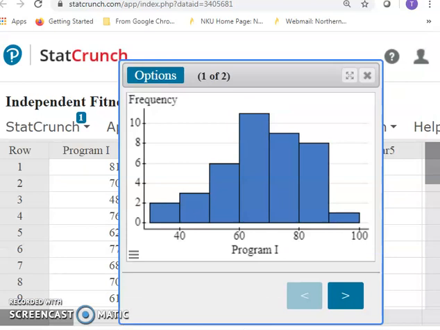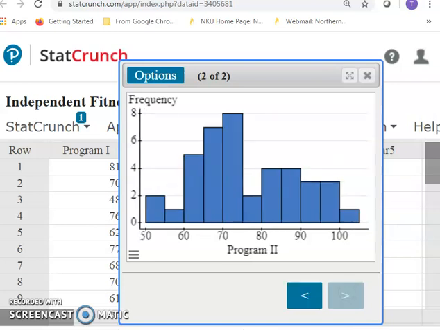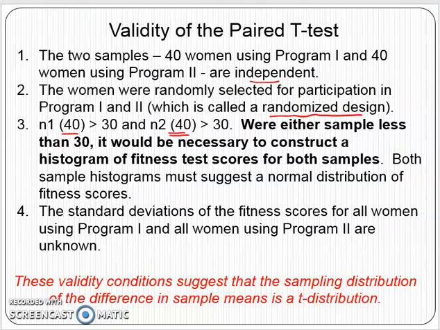And here are the test scores for program 1. Notice they look roughly symmetric. The test scores for program 2, they also look roughly symmetric. So even if our samples were less than 30, if we examine those sample histograms, they would suggest that the fitness scores for all women would be normally distributed. Okay, in this case it doesn't matter because our sample sizes are greater than 30.